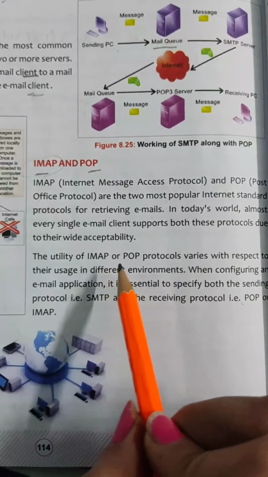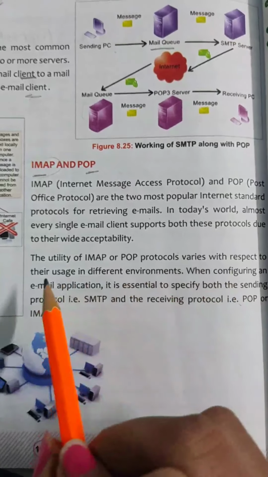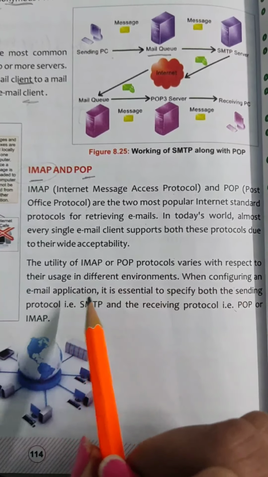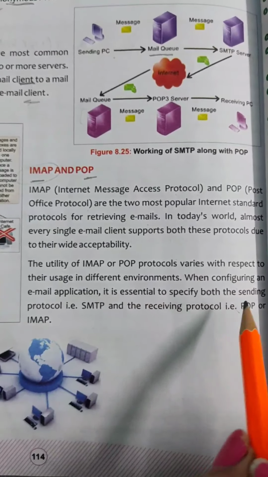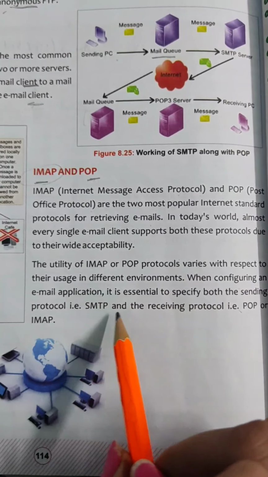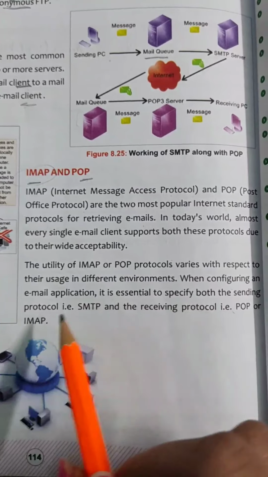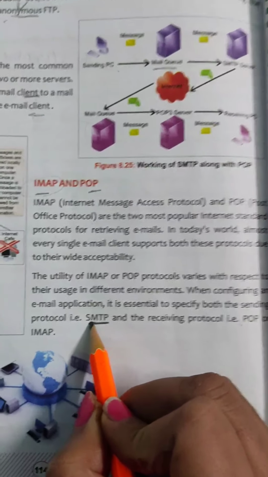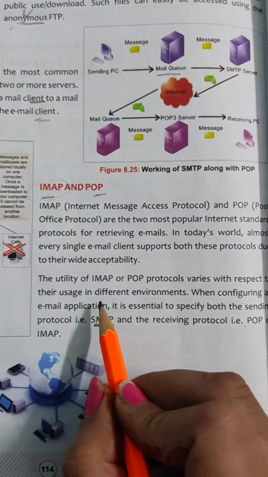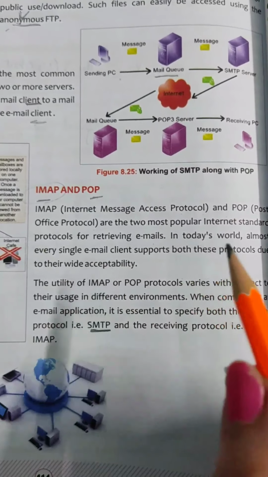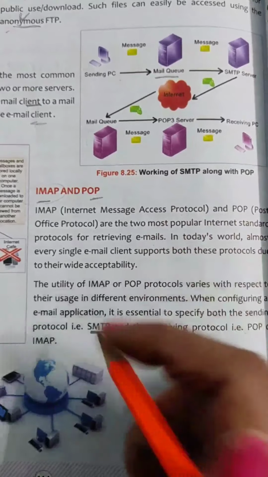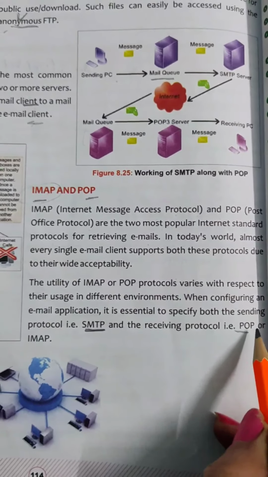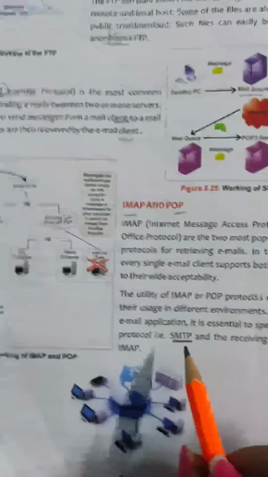The utility of IMAP or POP varies with respect to their usage in different environments. When configuring an email application, it is essential to specify both the sending protocol, that is SMTP, and the receiving protocol, that is POP or IMAP. When we have to send any mail, we use SMTP, and when the mail has to be received, two protocols are there. One is IMAP, another one is POP. But mostly we are using both of these.